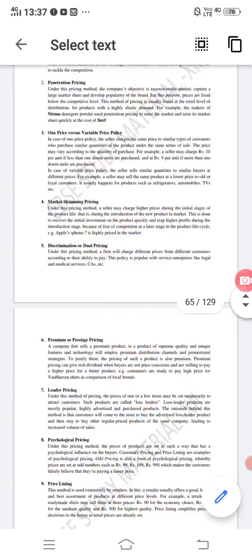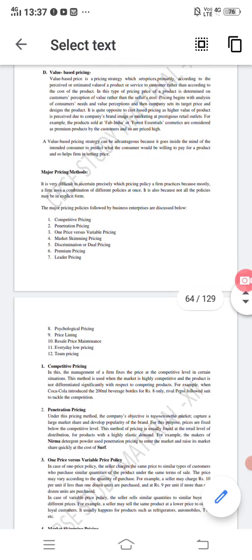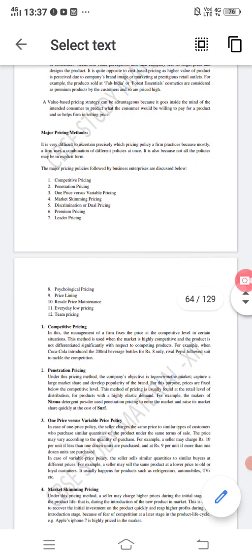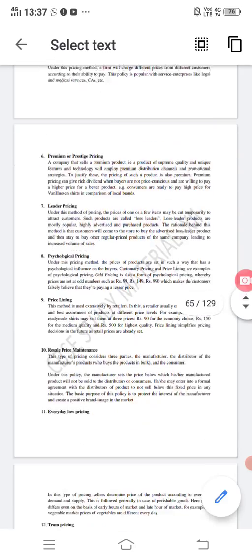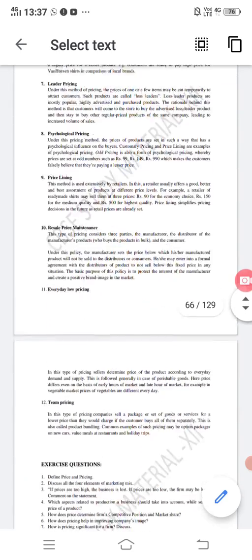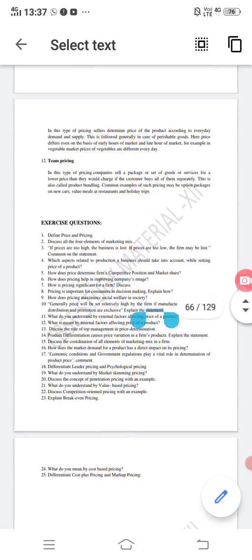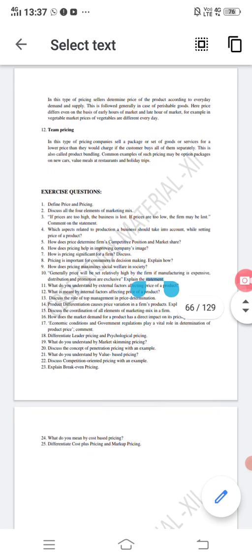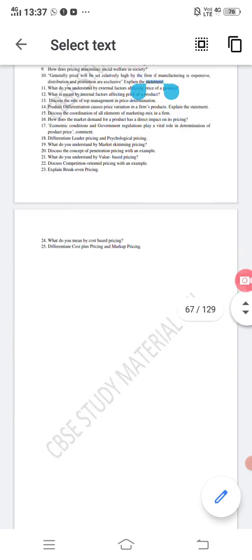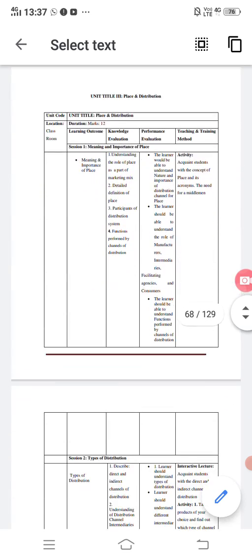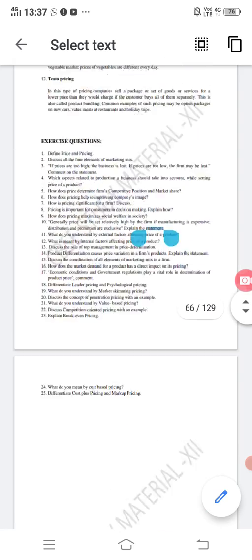So today I have discussed all the 12 methods and the topic was major pricing methods. So session 3 is over, and similarly unit 2 is also over. For practice you can do exercise questions. Afterwards we will start unit 3 in the next video.